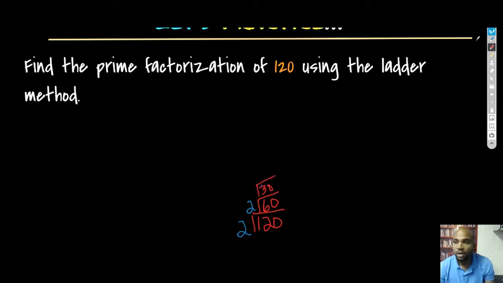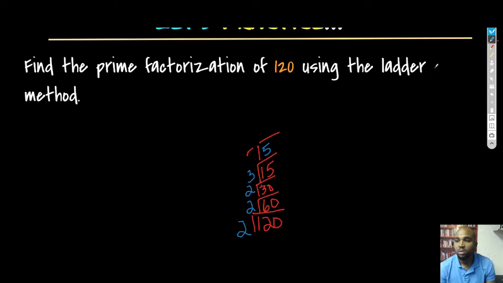And 30 divided by 2 gives us a 15. And 15 divided by 2, oh, wait a minute. We can't divide 15 by 2 because it doesn't end in 2, 4, 6, 8, or 0. So we need to go up to the next prime number, which is a 3. 3 goes into 15 5 times. And can I go any further? Well, I can't divide 5 by 3. So let's go up to the next prime number, which is not 4, but yep, you guessed it, 5.